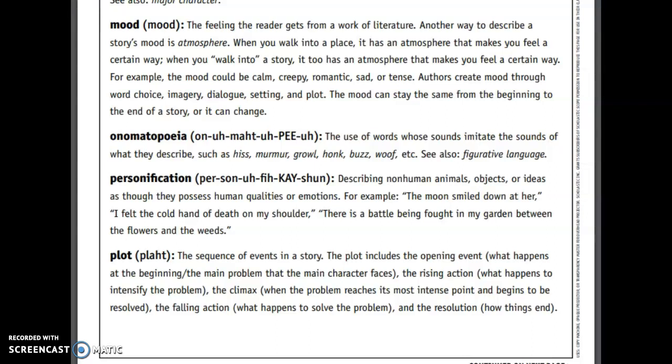Our next term is onomatopoeia. It is the use of words whose sounds imitate the sounds of what they describe, such as hiss, murmur, growl, honk, buzz, woof, etc. It is a type of figurative language.